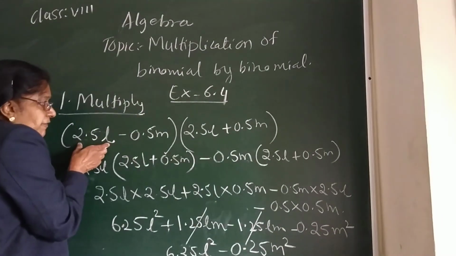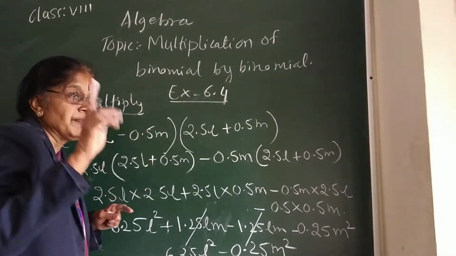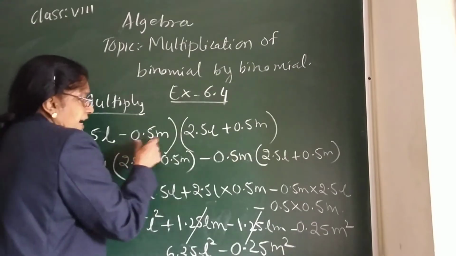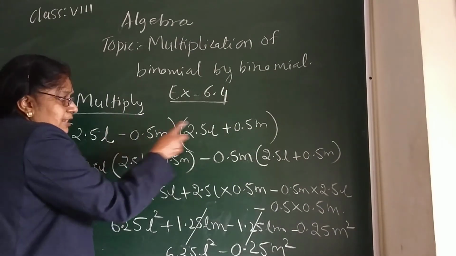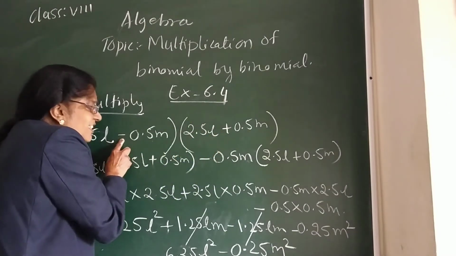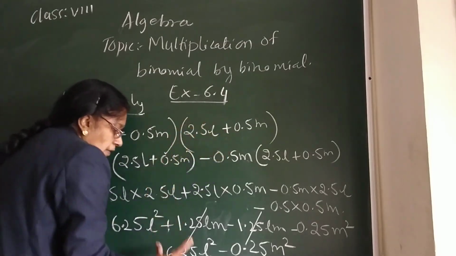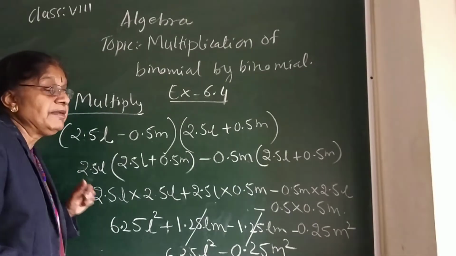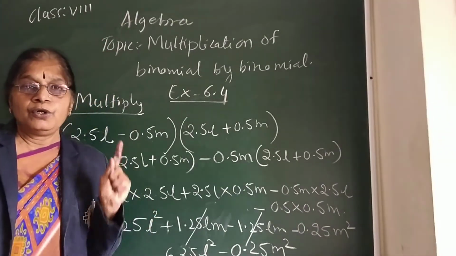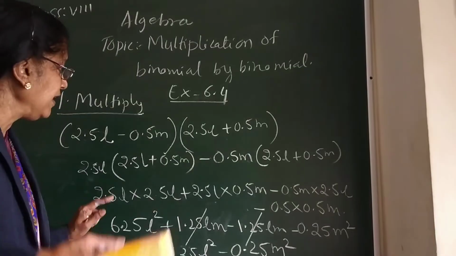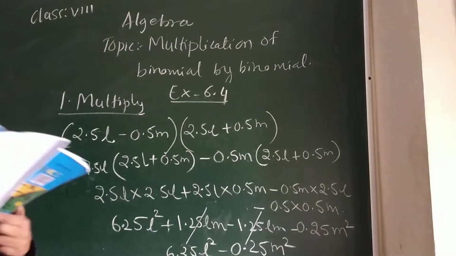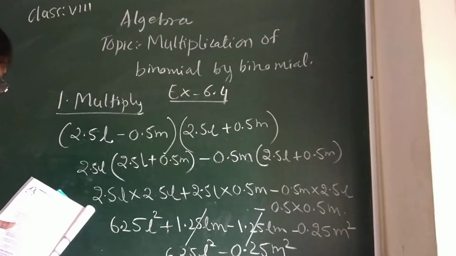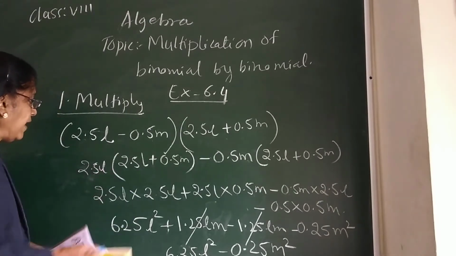So remember, one clue I will give you. See, 2.5L, 2.5L. First term is also the same. 0.5M, 0.5M. Second term is also the same. One is minus, one is plus. When such binomials come, always remember the answer will be in squares only. Don't forget that. It will always be in squares. So what is your answer? 6.25 L square minus 0.25 M square.